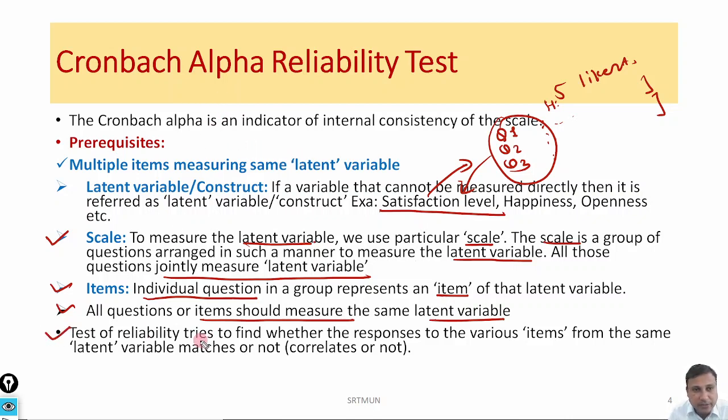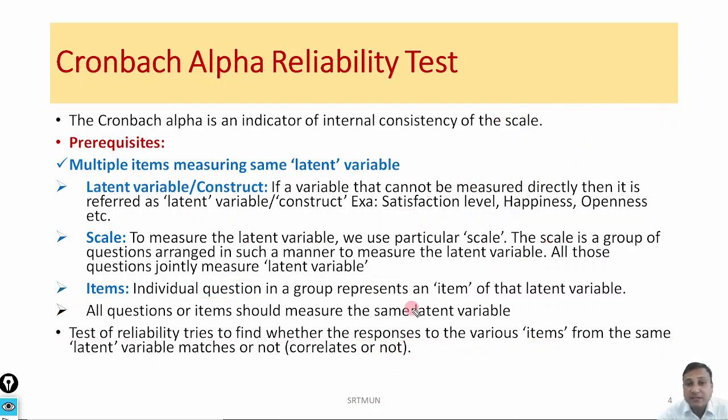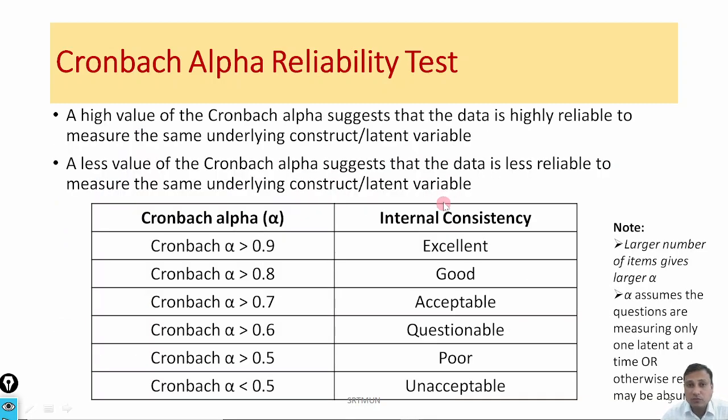The test of reliability in the Cronbach alpha tries to find whether the responses to the various items, the responses to these different questions from the same latent variable, match or not, whether they are correlated or not. That we measure here using the Cronbach alpha, and on the basis of the value we get, we decide whether our data is reliable or not. How it works, we are going to see using one example.